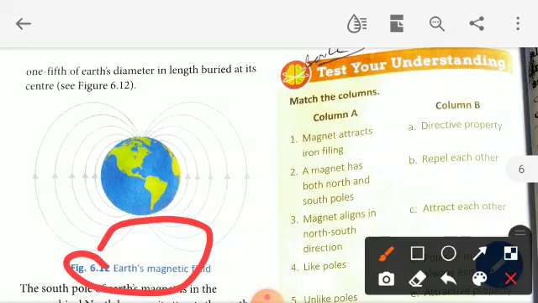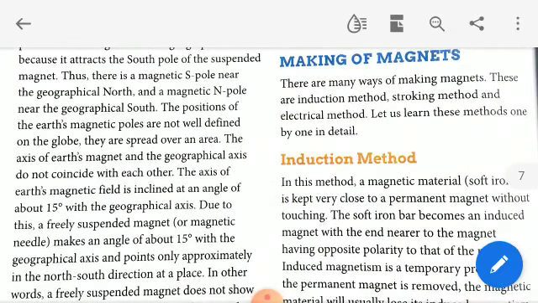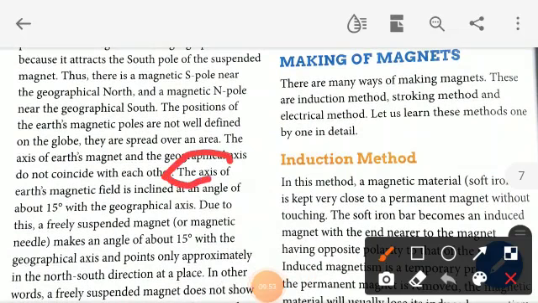The positions of the Earth's magnetic poles are not well defined. As it is written here, they are spread over an area. The axis of the Earth's magnet and the geographical axis do not coincide with each other. The axis of the Earth's magnetic field is inclined at an angle of about 15 degrees with the geographical axis. So this is the thing that you have to remember. The axis of the Earth's magnetic field is inclined at an angle of how much? 15 degrees with the geographical axis. Due to this, a freely suspended magnet or needle makes an angle of about 15 degrees with the geographical axis.